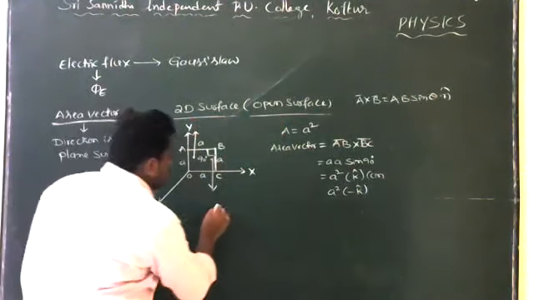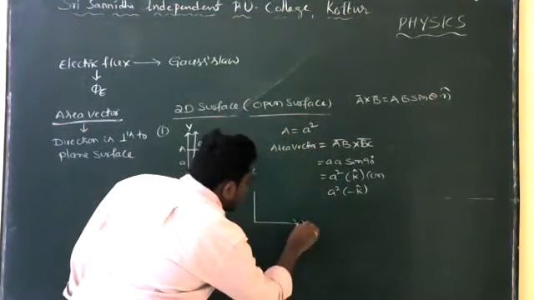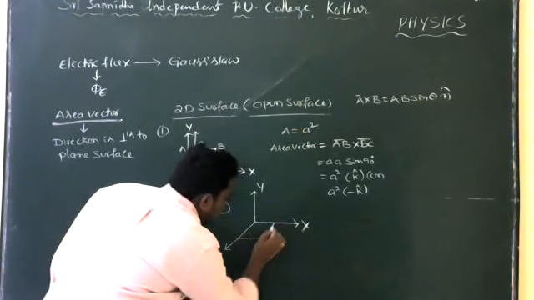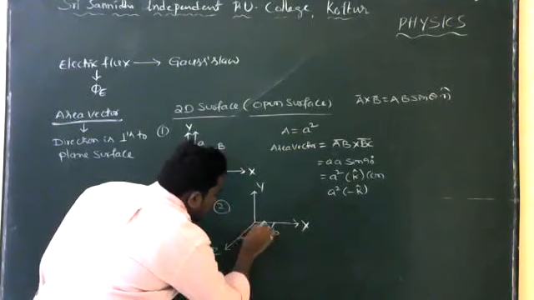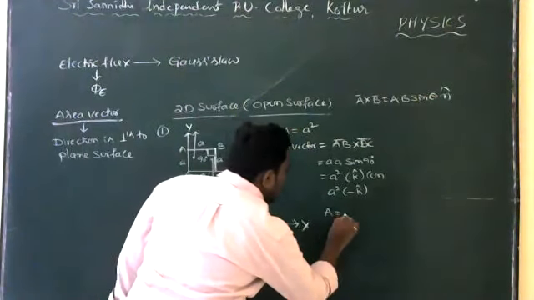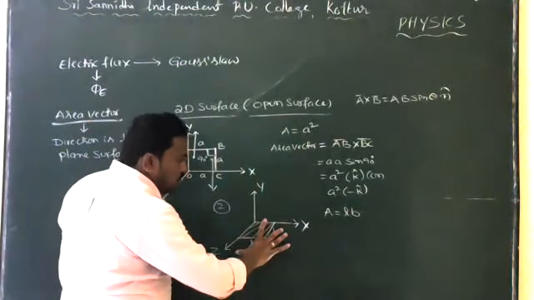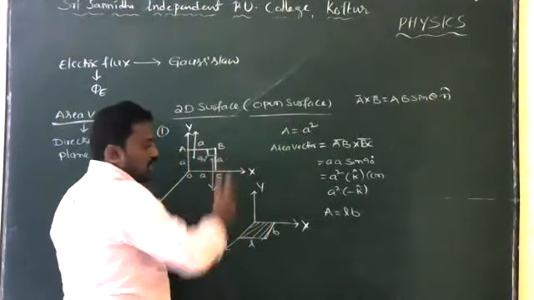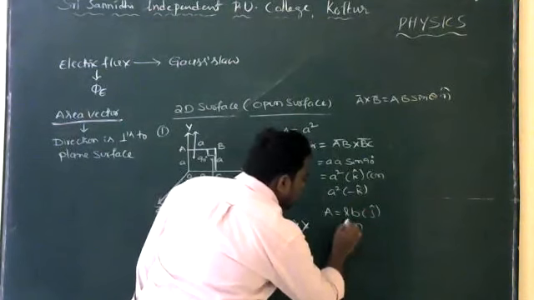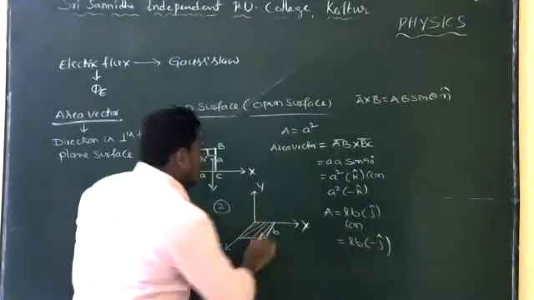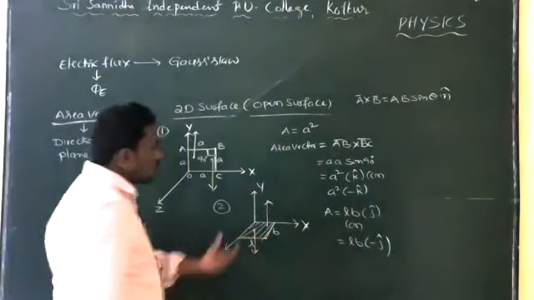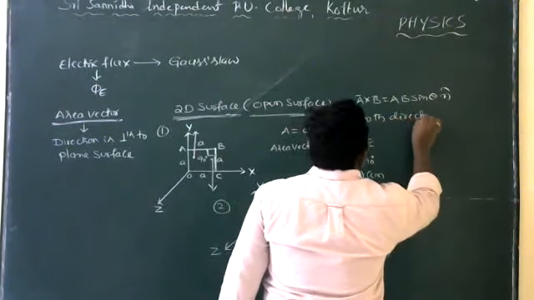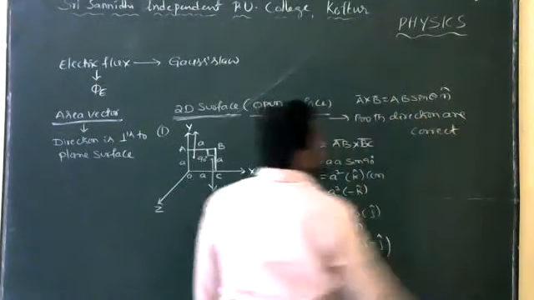Next, another example. This is the second example. This is xy, and here also z. Now take a rectangle of length L and breadth B. Find the area: area A is equal to length into breadth. The area vector is perpendicular to the plane containing X and Z, along Y. The Y axis can be written as j, so this is LB minus j, outward or inward. In the case of 2D surfaces or open surfaces, both directions are correct.